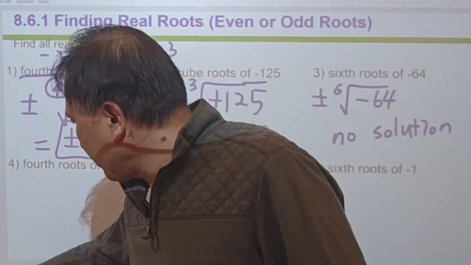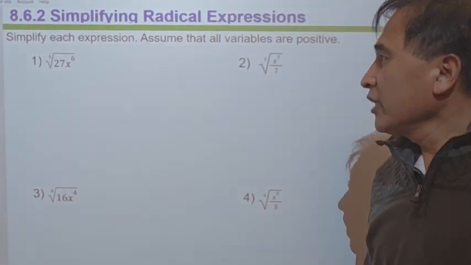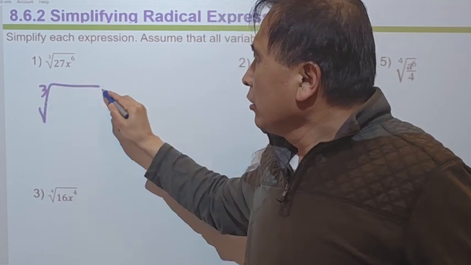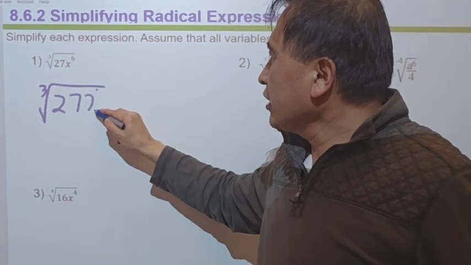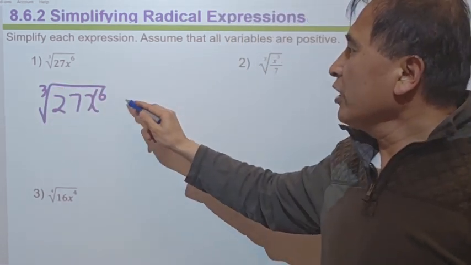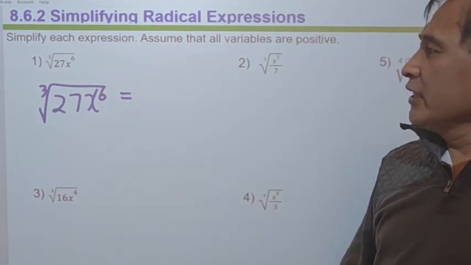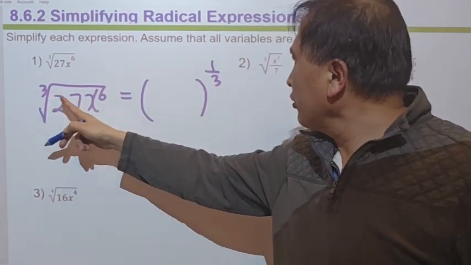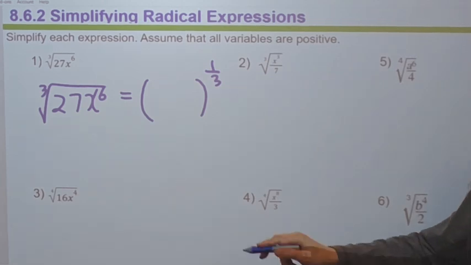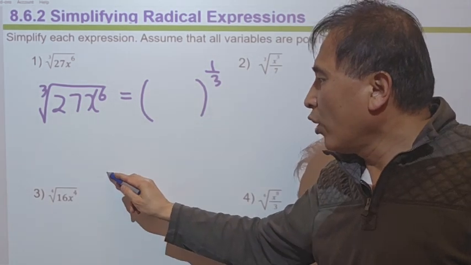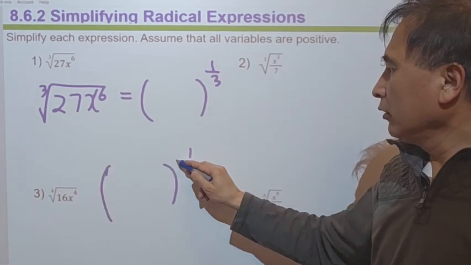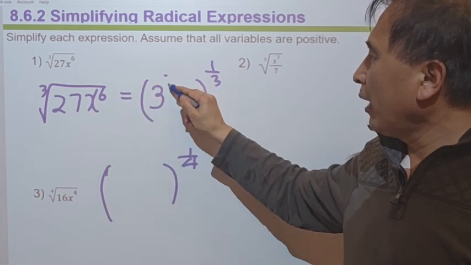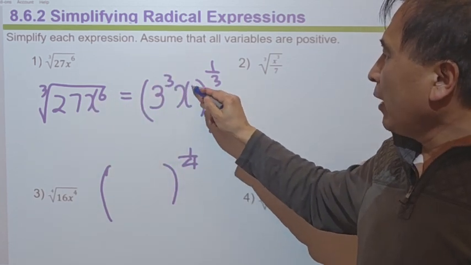So with that, let's practice. Now this is a cube root of 27x to the 6th power. If you change to exponents, the cube root can be written as the 1/3 power, and the fourth root is the 1/4 power. Okay, and then you can write 27 as 3 to the 3rd power, and x to the 6th power.